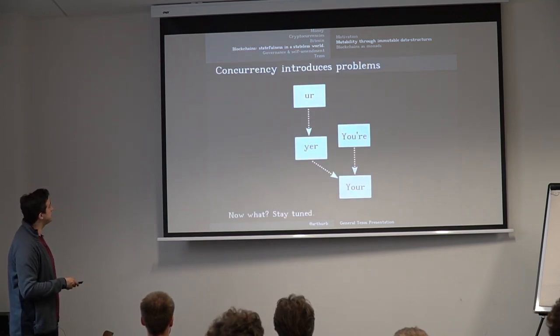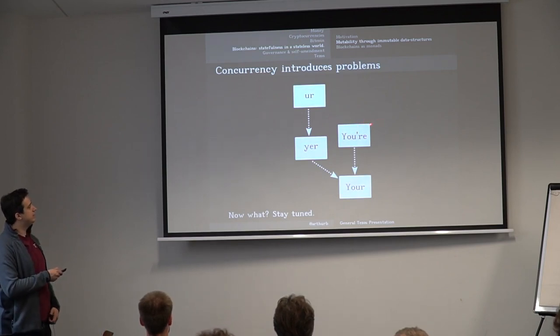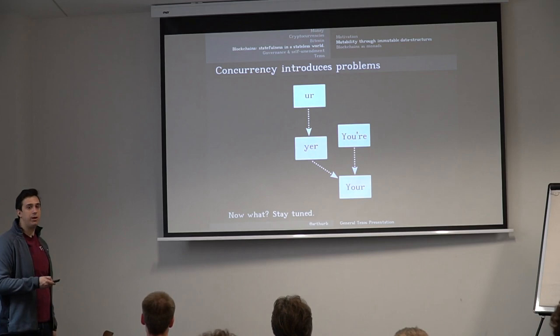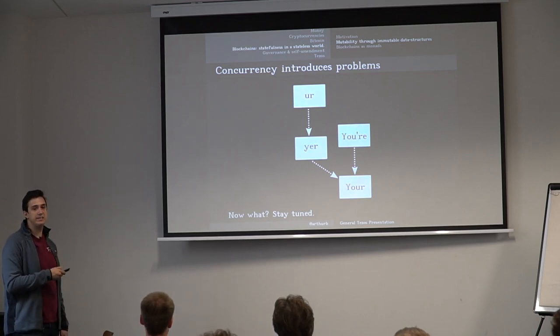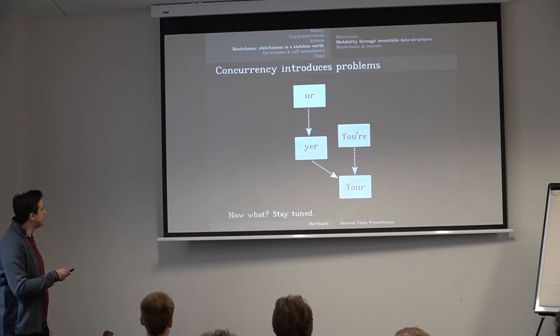And the problem is that as soon as you have concurrency, you have a problem, because I edited it, but then you edited it, and then that person edited it. And so now we have two different versions. And that's a problem. If you have a singly linked list, in reality, you have a tree, right? And the question is, which leaf am I going to take in that tree?